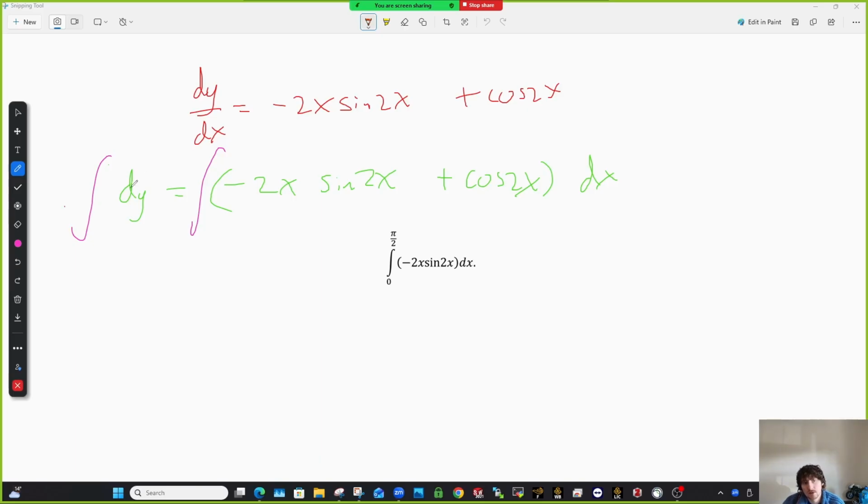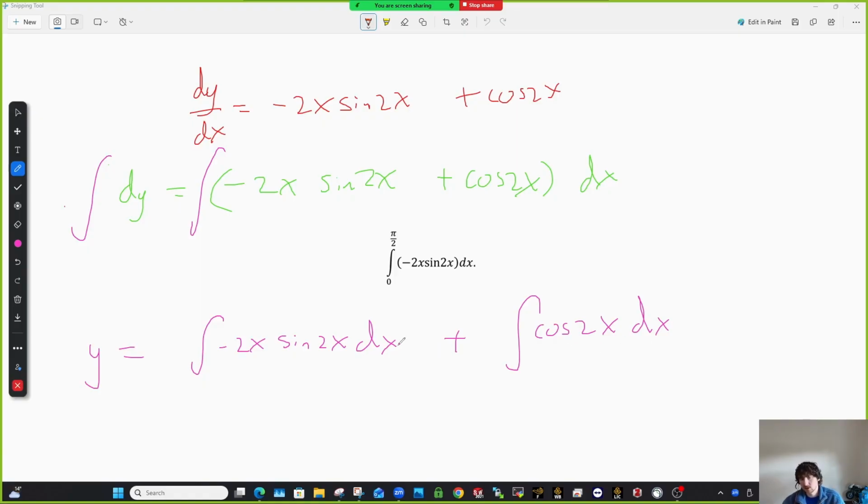What we all need to know is the integral of dy becomes a full y. So this is equal to the integral of this thing. There are two parts to it, so you can just break it into two parts. The first part is we're trying to integrate minus 2x sine 2x with respect to dx. You see how dx is multiplying both of these, so you can multiply the dx in. And then it's plus the integral of cos 2x dx.